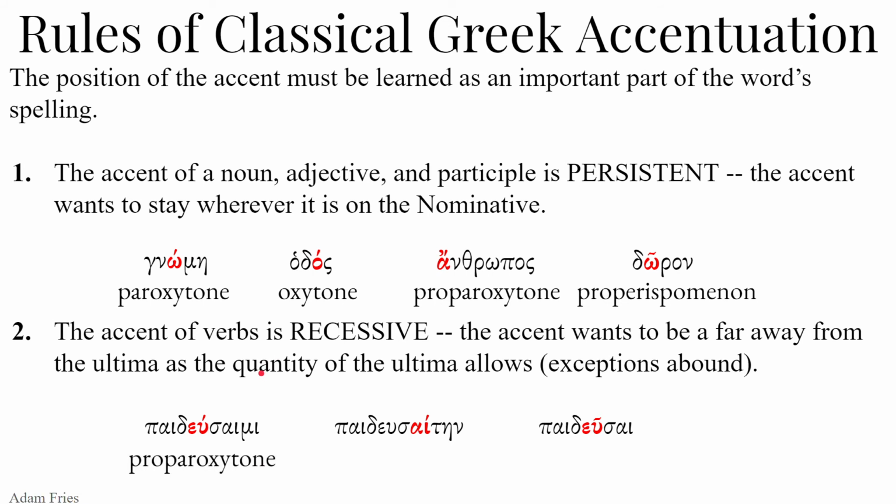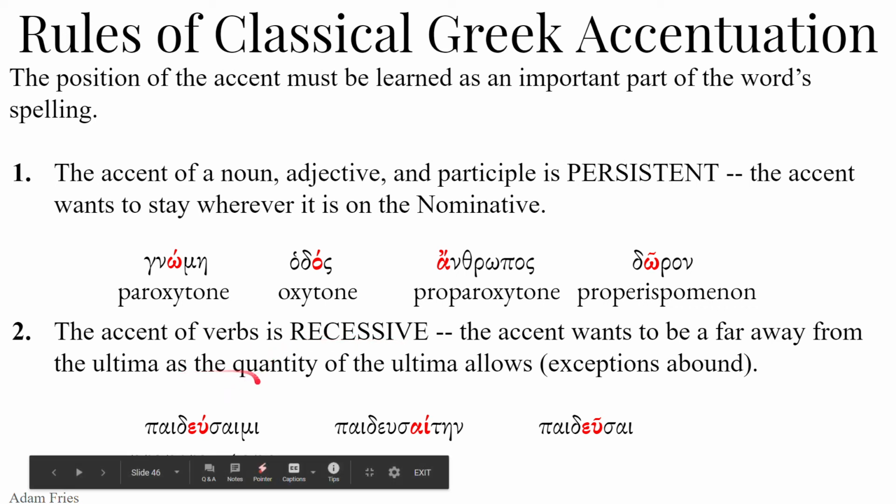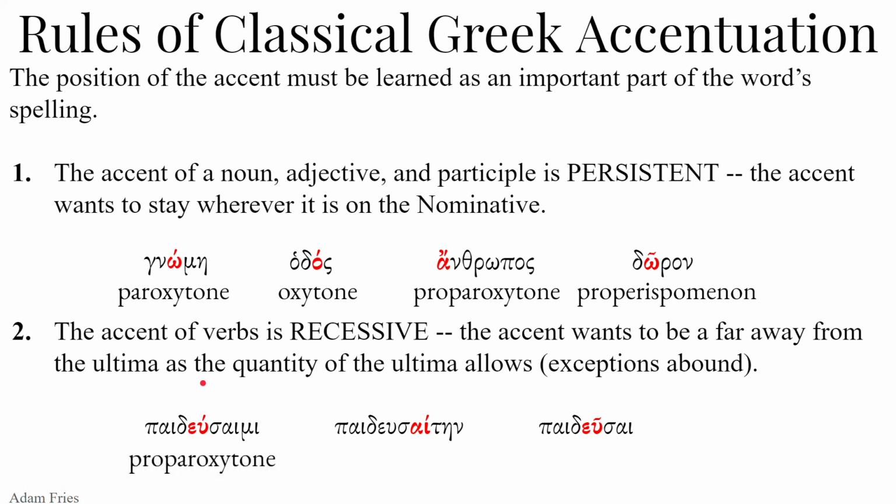That means that the accent, because it's a verb, is recessive. It wants to get away from the ultima as much as possible. So that means that it can jump as far back as the antepenult. If the ultima is short, it can jump back, acute on the antepenult, because it wants to get as far away from the ending as possible.